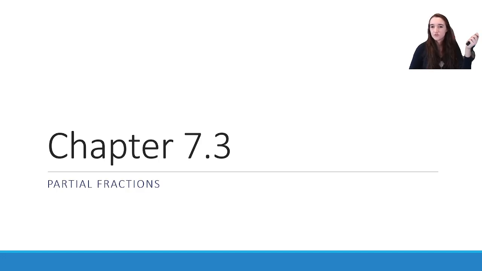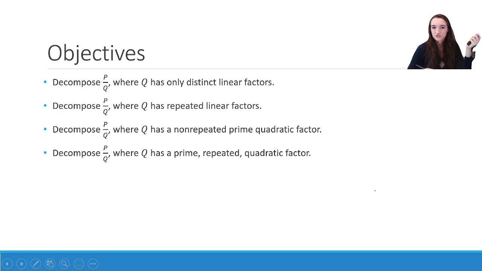Finally, chapter 7.3, partial fractions. So the goal of this last chapter, the last chapter of our unit, as well as for our class, is to learn how to decompose rational functions. So what exactly does that mean, though?